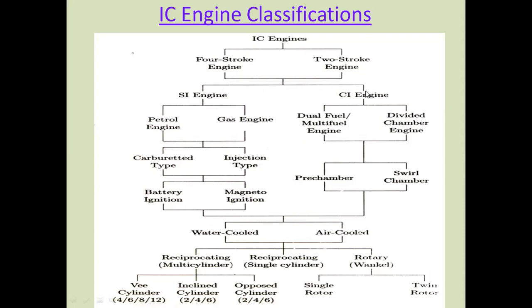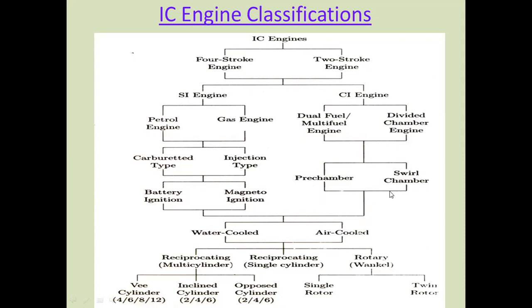But in the CI engine, how does the operation go? From the suction stroke, the atmospheric air enters the combustion chamber. It enters only when the density of the air in the cylinder is below the atmospheric level. In the suction stroke, the air enters the combustion chamber as the piston moves from top dead center to bottom dead center.